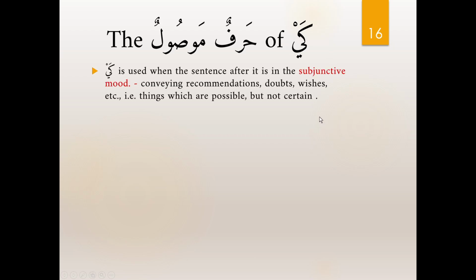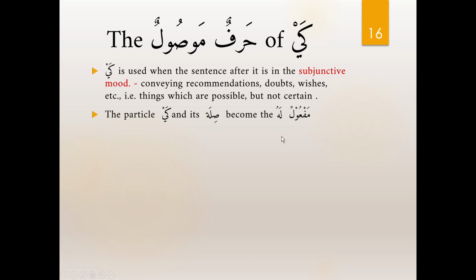So Kai is used when the sentence after it is in the subjunctive mood, as I said, to convey recommendations, doubts, wishes, things that are possible but not certain. So it's not indicative, it's not a fact as yet. The particle kai and its sila will become what we call maf'ulun lahu, and only this slot. This is why it's restricted. It can't become a maf'ul bihi. It cannot be maf'ul mutlaq. So it's always maf'ul lahu. And what does a maf'ul lahu tell us? The reason something has happened, why the action happened.